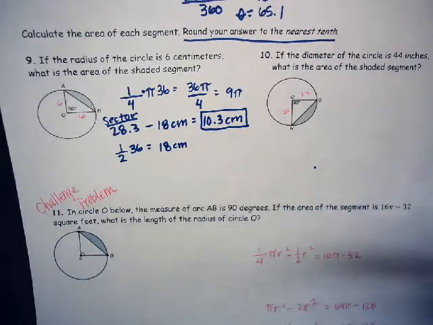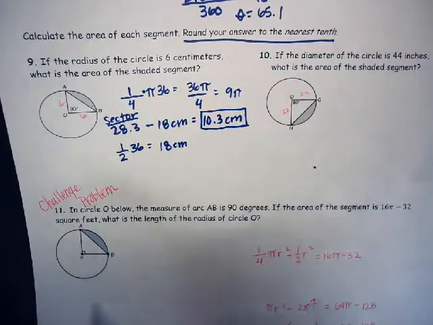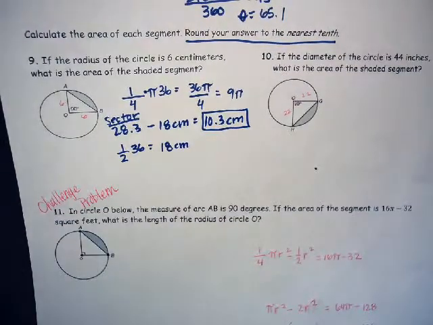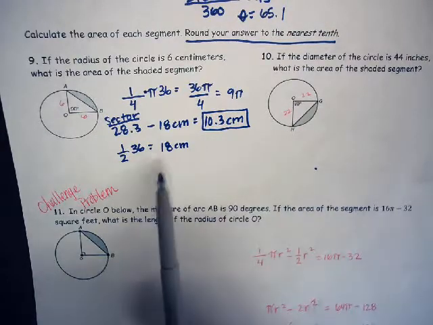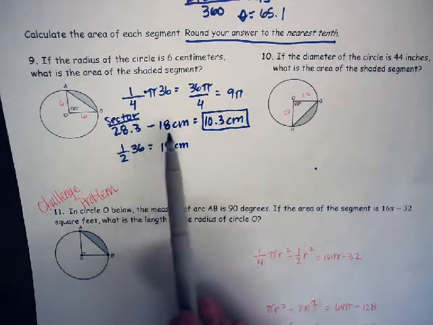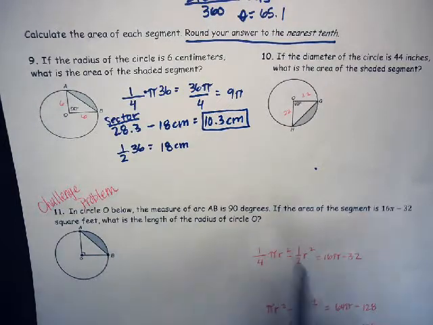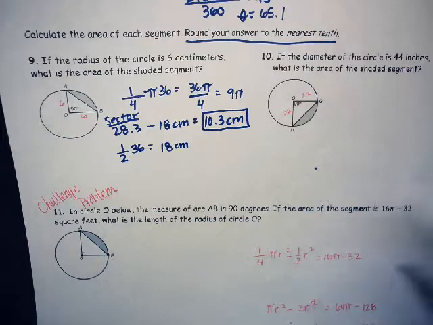In circle O, below, the measure of arc AB is 90 degrees. So this arc right here is 90 degrees, which means this angle is 90. Already marked for us. If the area of the segment is 16 pi minus 32 square feet, what is the length of the radius of circle O? So we basically have to go backwards from when we went up here, because when we were finished taking the area of the sector minus the area of the triangle, we found the area of the shaded region. So here, it tells me the area of the shaded region is 16 pi minus 32, so that's what I'm going to set up my equation to equal.